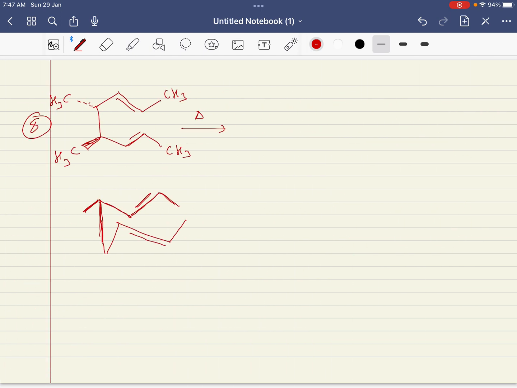Means this is equatorial and this is equatorial. Both the CH3 groups, we are placing equatorial. This means it is a trans. So next thing, there will be a transfer of this pi bond. This will be shifted over here and this will be used for the formation of new sigma bond. Next, what will happen?